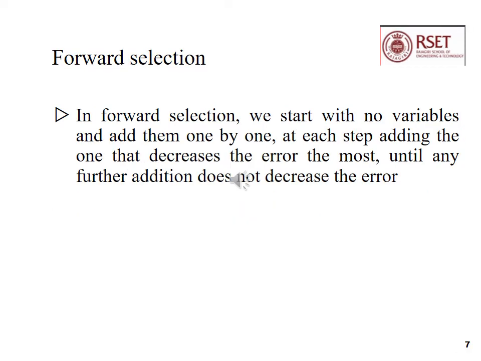What is meant by forward selection? In forward selection, we start with no variables and add them one by one. At each step we add the one that decreases the error the most, until any further addition does not decrease the error. I will explain forward selection with the help of an algorithm in the next slide.